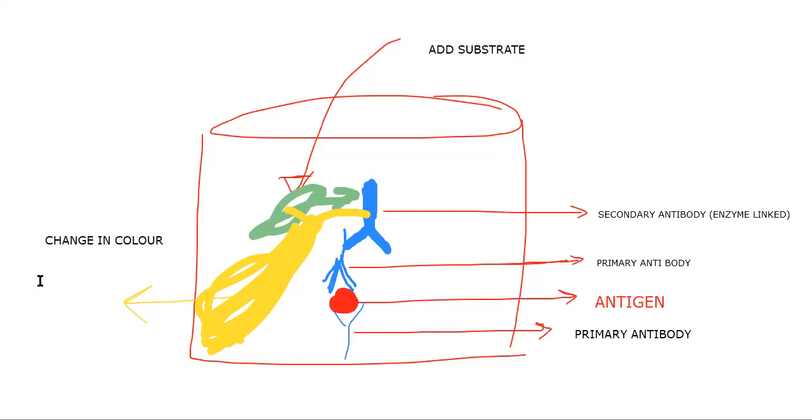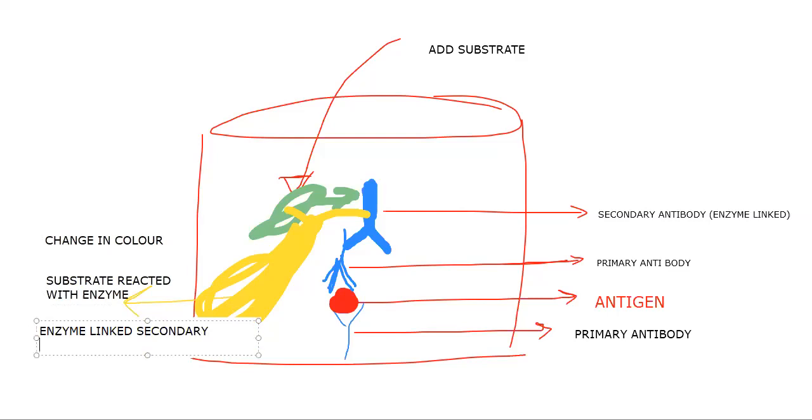What can you understand if the color changes? The substrate reacted with the enzyme. When the substrate has reacted with the enzyme, what can we understand? The enzyme linked secondary antibody is present. That means it attached to the primary antibody, which means it attached to the antigen. That means we identified the presence of an antigen.